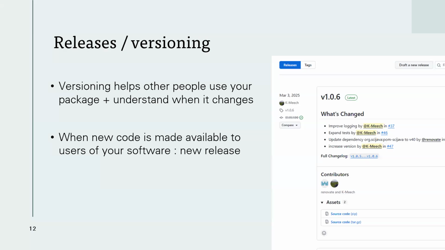So for Napari, for example, every time I upload new code to PyPI, make it available to people, that's a release. Or for Fiji, every time you upload to your update site and you make it available to people, that would also be a new release.